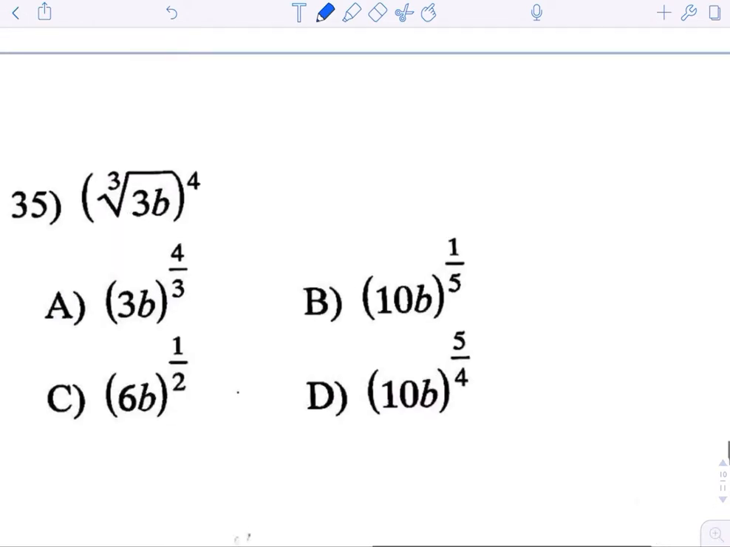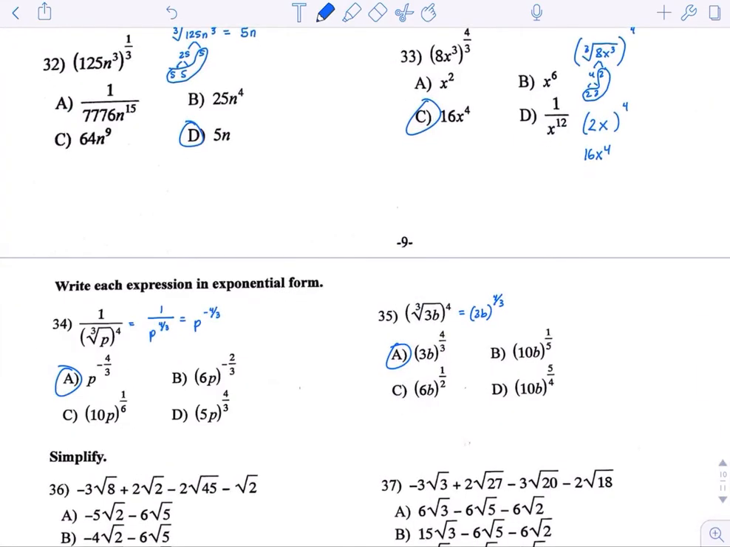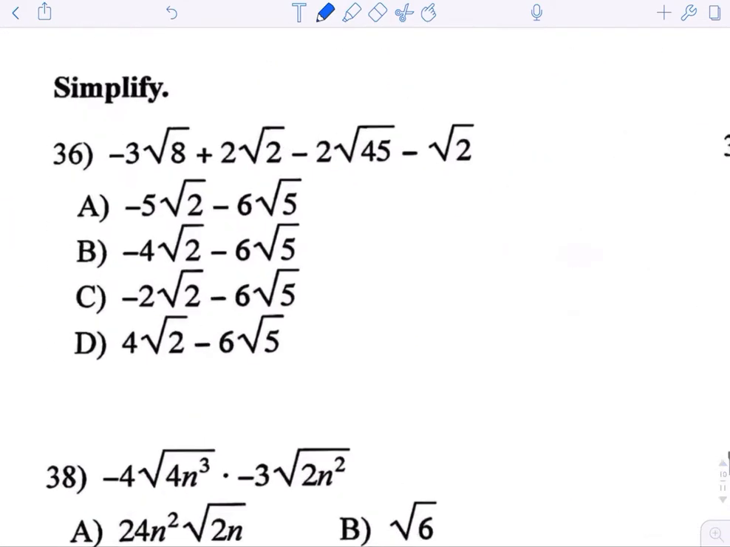35. Remember, the root is the denominator, so that means this is just 3b to the 4/3. All right, 36.